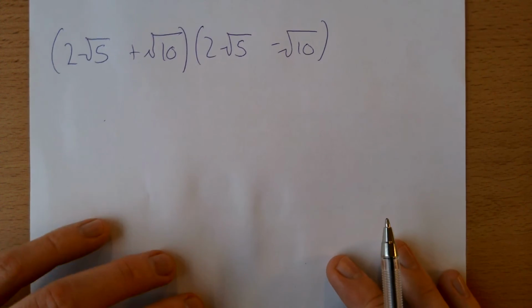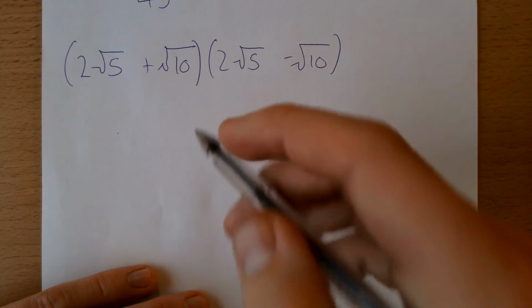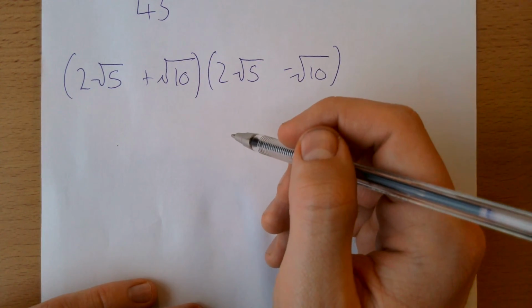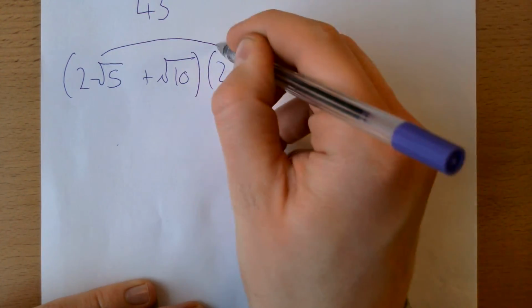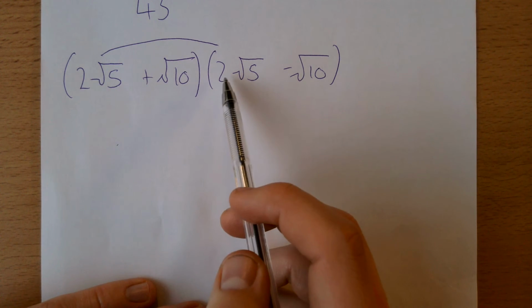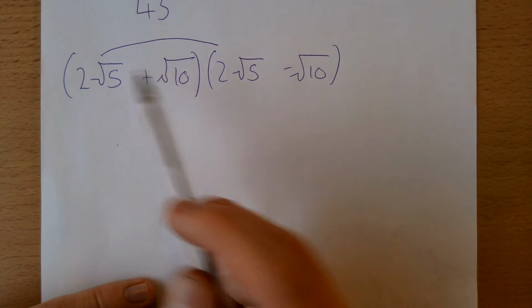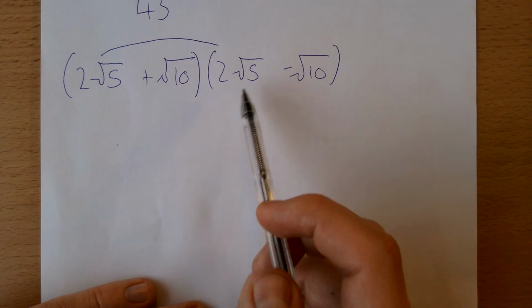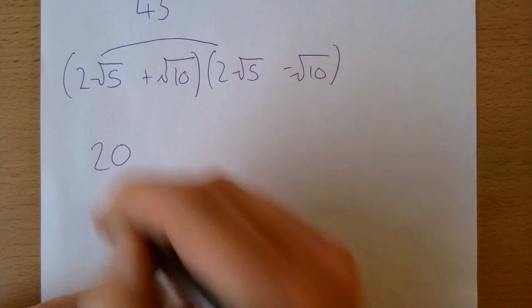Have a look at one more then, another difference of two squares. Again, I'm still going to do FOIL. First, 2 root 5 times 2 root 5. I have to do these carefully because you can trip on them if you're not careful. 2 times 2 is 4, root 5 times root 5 is 5, so it's 4 times 5 is 20.